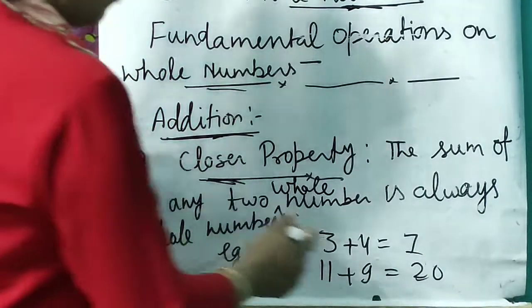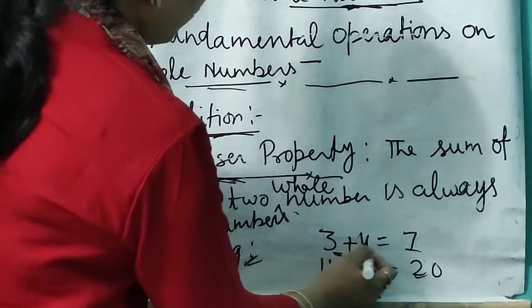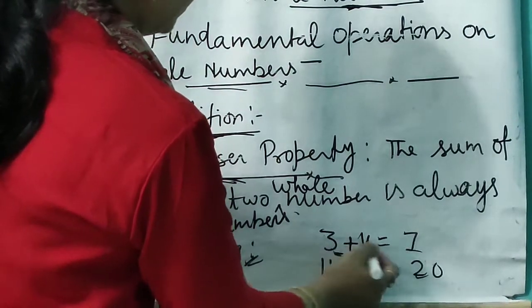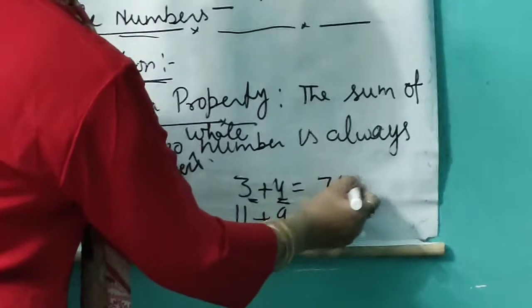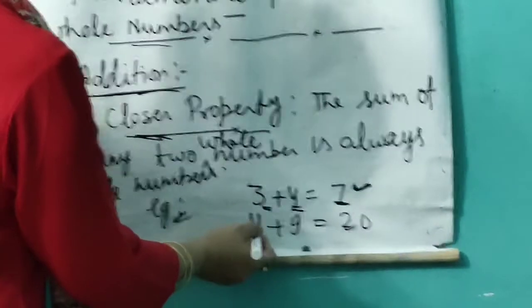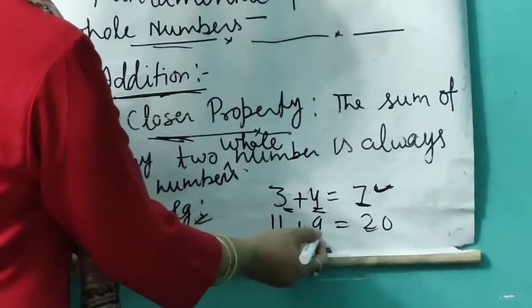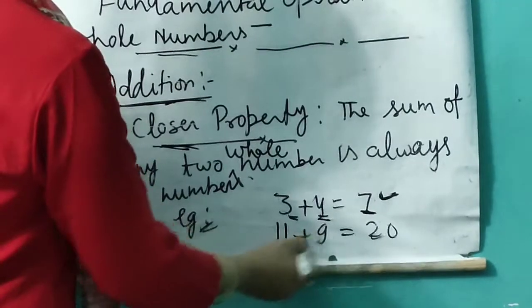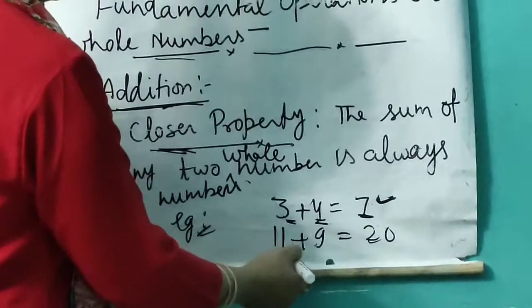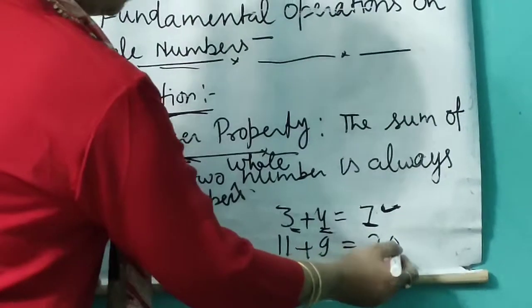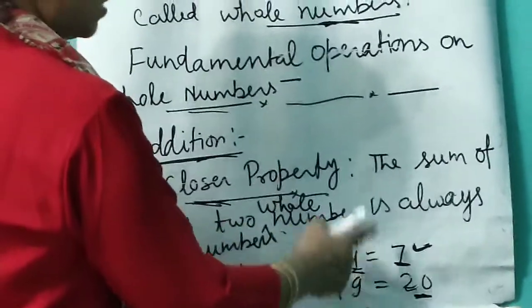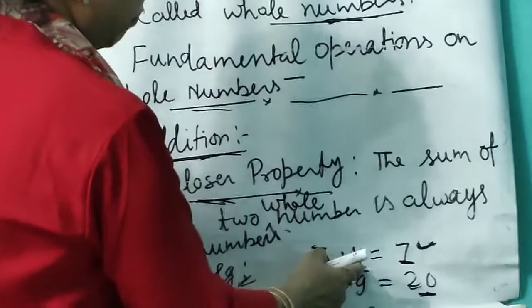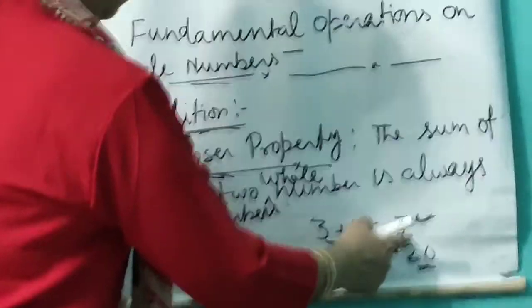For example, if you take whole number 3 and whole number 4 and you add these two numbers, then their sum will be 7. And you know 7 is also a whole number. Now next example, you can take 11, which is a whole number, and 9, which is also a whole number. When you perform the operation of addition here, you will get 20. 20 is also a whole number. So this is known as closure property of addition. So what is closure property? The sum of any two whole numbers is always a whole number.